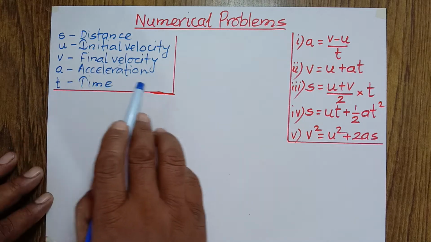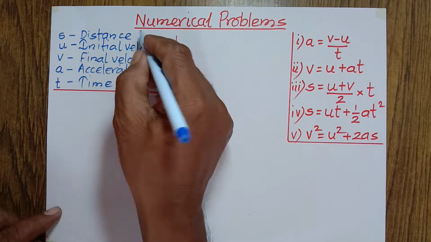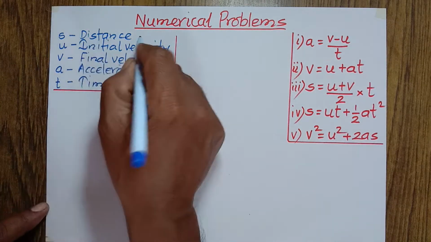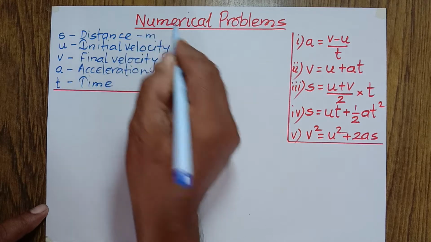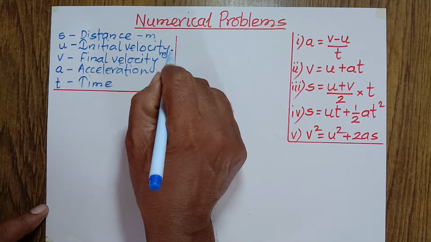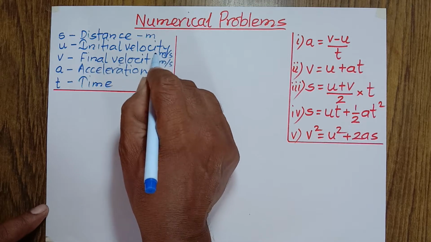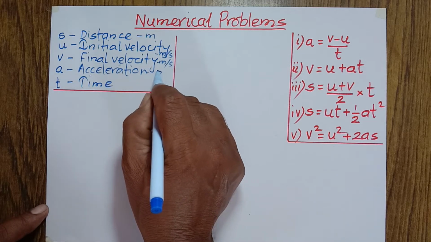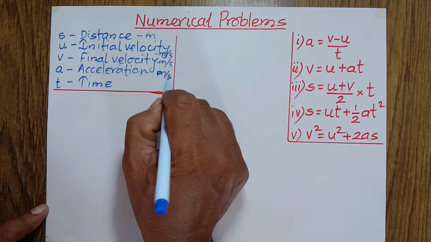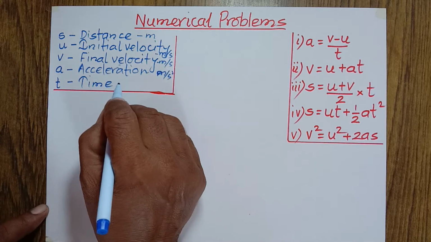And the meaning of the symbol you must remember: S, distance; U, initial velocity; V, final velocity; A, acceleration; T, time taken. And it will be better to have the units also. Distance is measured in meter, and initial velocity is measured in meter per second. Final velocity, same thing, meter per second. And acceleration, A, is measured in meter per second square, and time is measured in second.